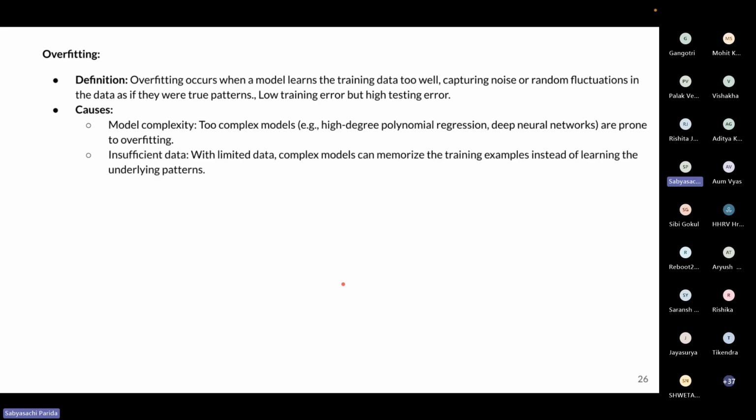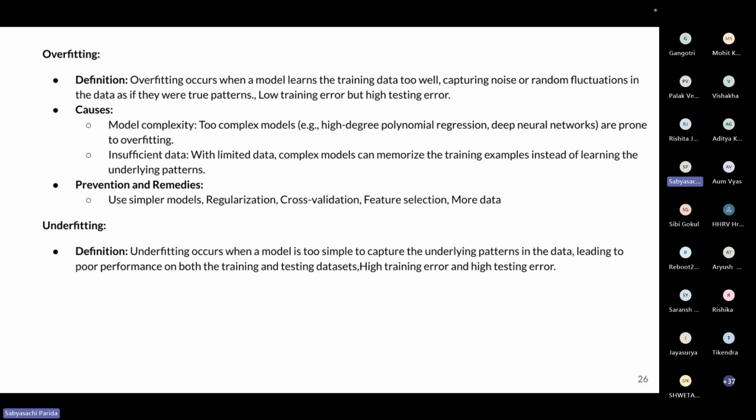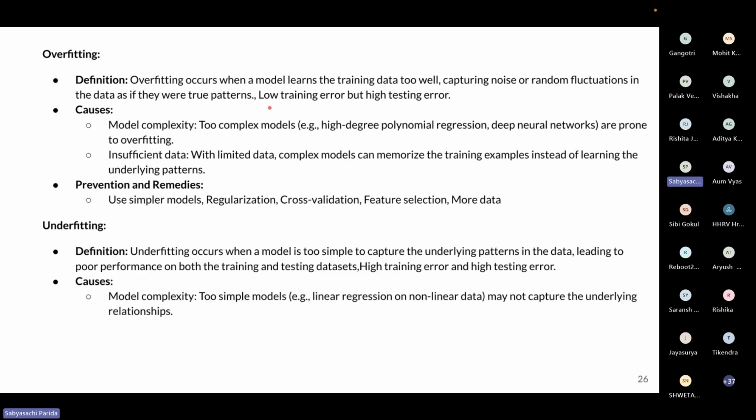So how can we solve for overfitting? One of the most common methods of solving for overfitting is to not use too complex models, right? Then my overfitting problem can be solved. But that would not solve my total use case as a whole.